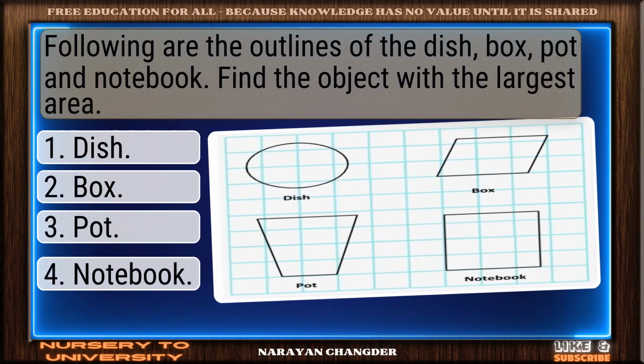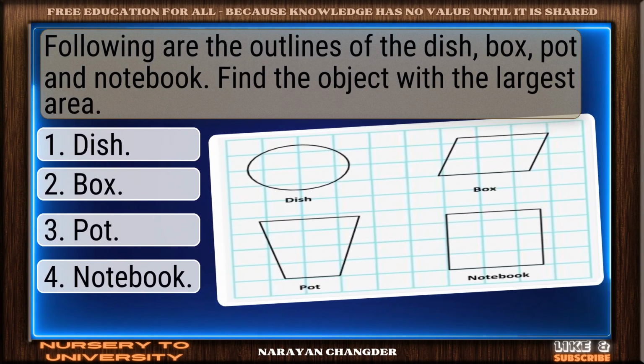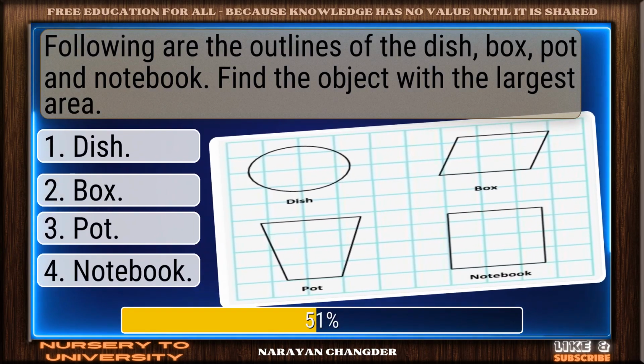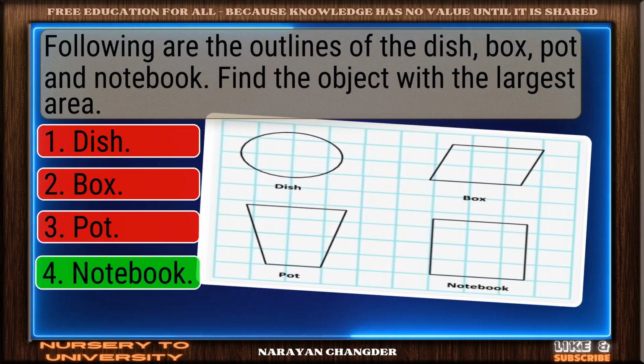Following are the outlines of the dish, box, pot and notebook. Find the object with the largest area. Nicely done. Notebook is a solid answer.